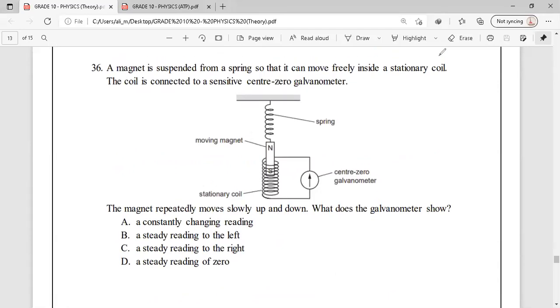A magnet is suspended from a spring so that it can move freely inside a stationary coil. The coil is connected to a sensitive galvanometer. The magnet repeatedly moves slowly up and down. What does the galvanometer show? Here we have electromagnetic induction. As the magnet oscillates to and fro in this coil, we will get a deflection in the galvanometer, and we know that the induced current is alternating current, which changes direction. So the needle of the galvanometer will move right and left, showing a constantly changing reading.